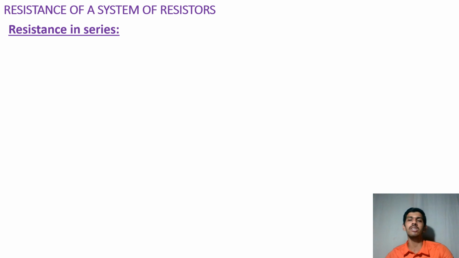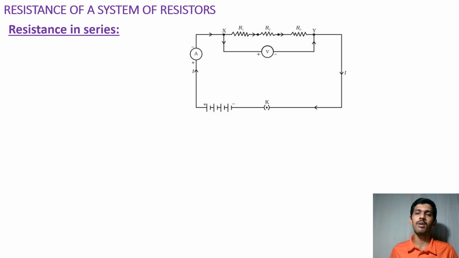First thing is resistance in series. What is resistance in series? This is the circuit diagram of the resistors connected in series. I hope the diagram is clear to you. Here this is a battery, a group of cells, and this is the ammeter, a device which measures the current flowing in the circuit, and these are the three resistors R1, R2 and R3.